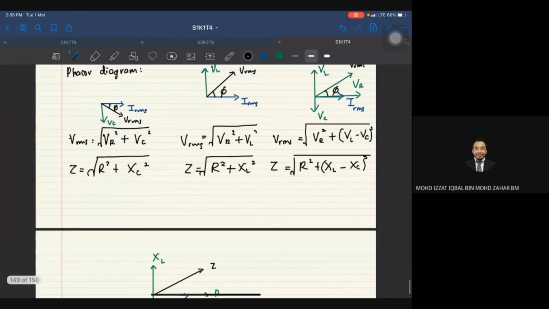Okay, maksud saya kalau kat sini ya, if I use cos phi, dia jadi apa ni? Adjacent over hypotenuse. Betul. So adjacent ni apa? IRMS. Hypotenuse adalah VRMS.